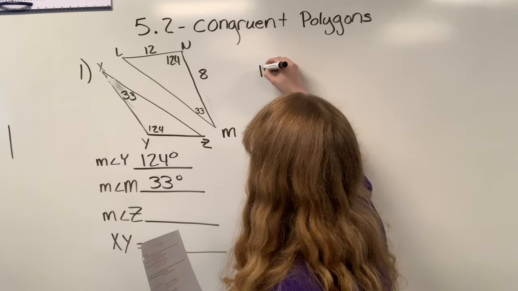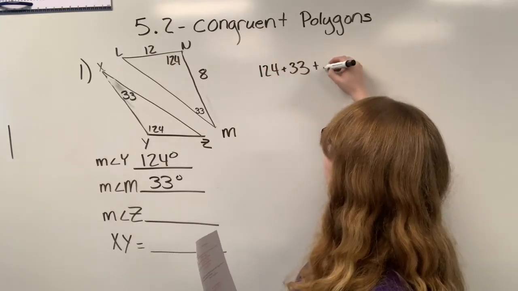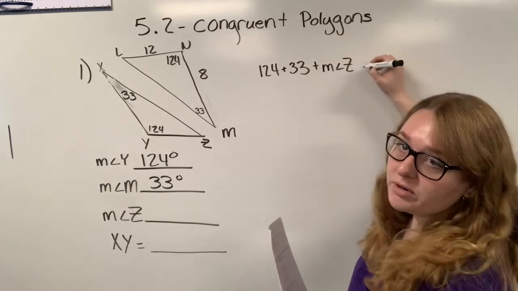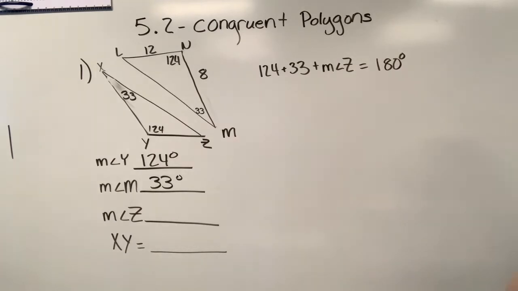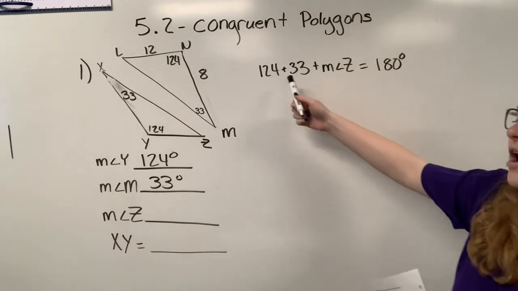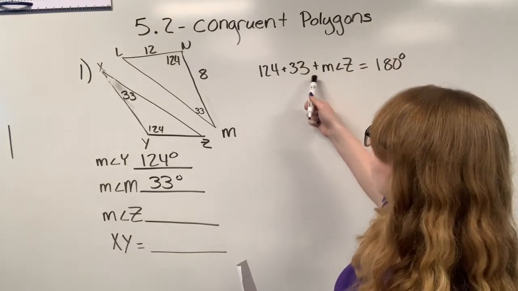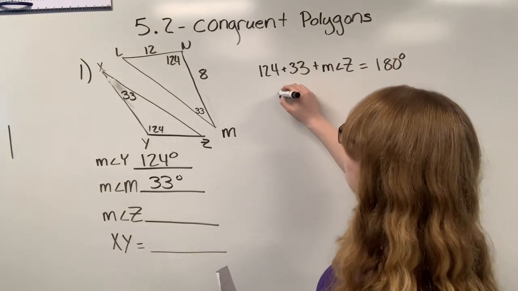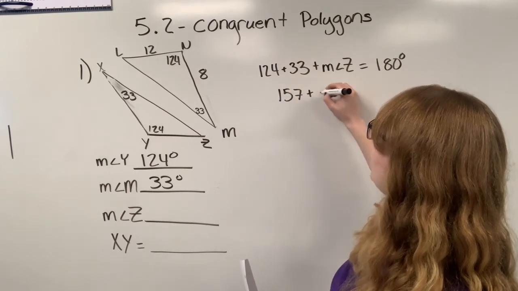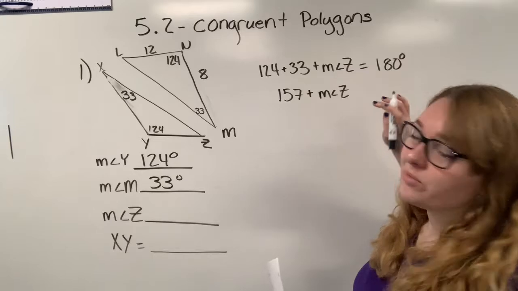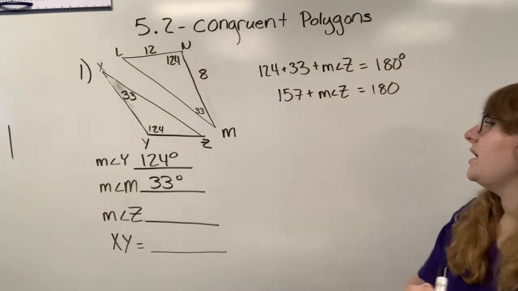So we have 124 plus 33 plus the measure of angle Z, which we don't know, is equal to 180 degrees. So the first thing we're going to do is combine our 2 constant terms, or the terms without any letters. So 124 plus 33 is going to give us 157 plus the measure of angle Z, we still don't know what that is, so I'm going to leave it like that, is equal to 180.